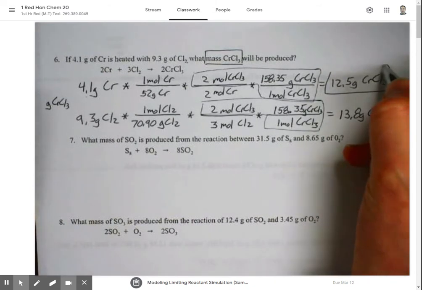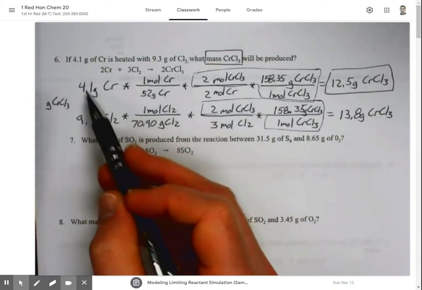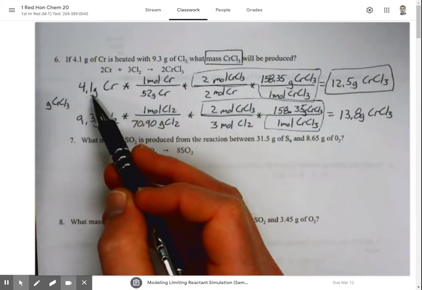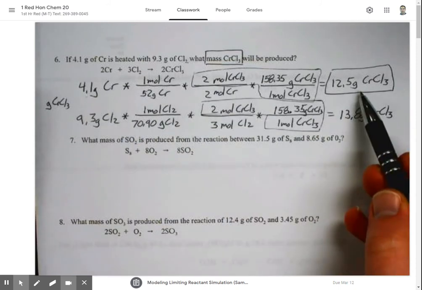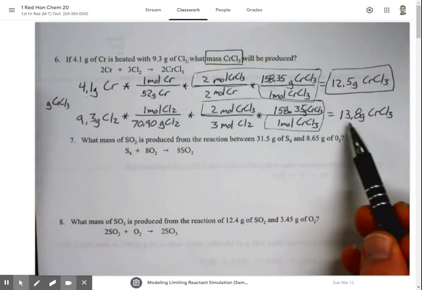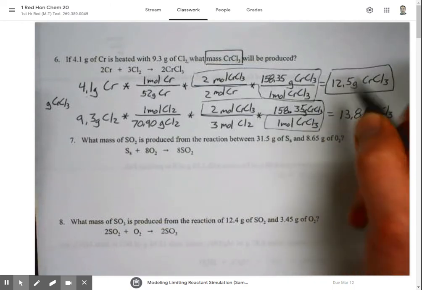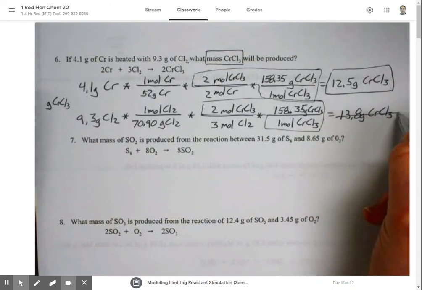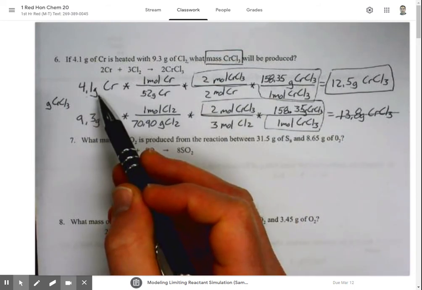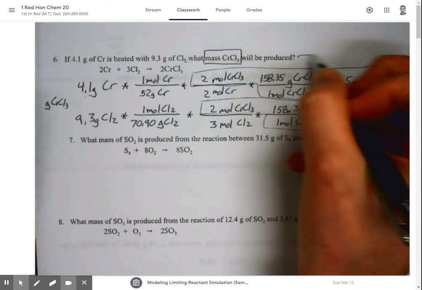I get 12.5 grams of chromium chloride if I use up all the chromium. So the chromium's all gone when I have this amount. In other words, I don't have enough chromium to make any more. So there's no way I can do this much because I don't have enough chromium. I only have enough chromium for 12.5. So this amount is not possible given the amount of chromium that I started with. So this is the amount that is produced.